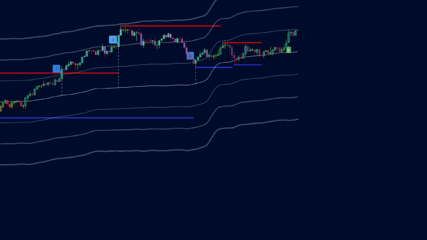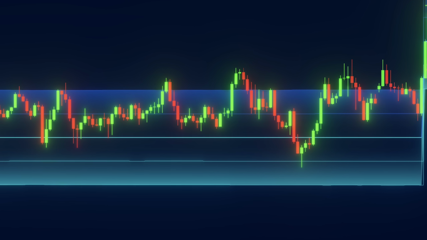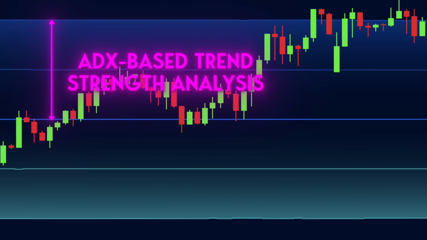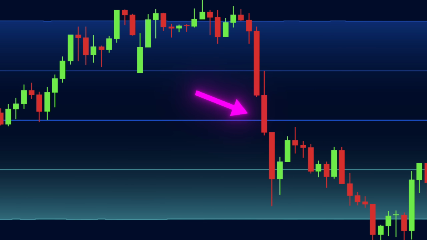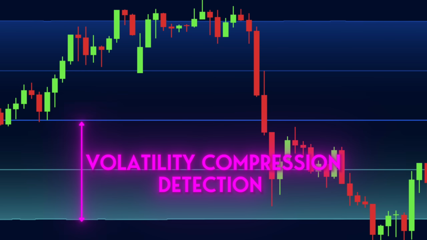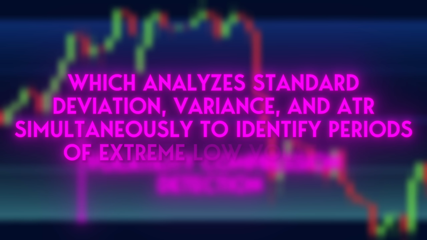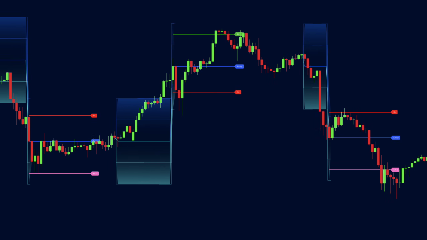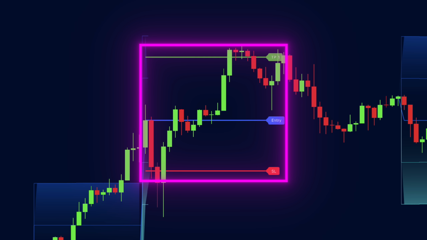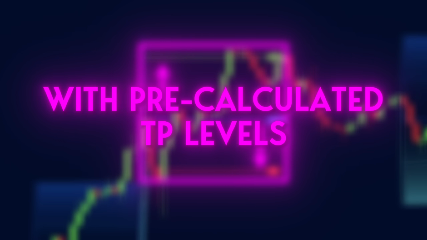Most indicators only show you ranges after they've already formed, but this one predicts consolidation zones in real time using advanced mathematical detection. You've got two powerful detection methods working together. First is the ADX-based trend strength analysis. When the average directional index falls below your threshold, it signals weak trend conditions, perfect for range formation. Second is the volatility compression detection, which analyzes standard deviation, variance, and ATR simultaneously to identify periods of extreme low volatility. But the dynamic range band system is where it gets really powerful. It builds adaptive boxes around these zones with automatic take profit and stop loss projections, so when price breaks these ranges, you get instant breakout signals with pre-calculated TP levels.